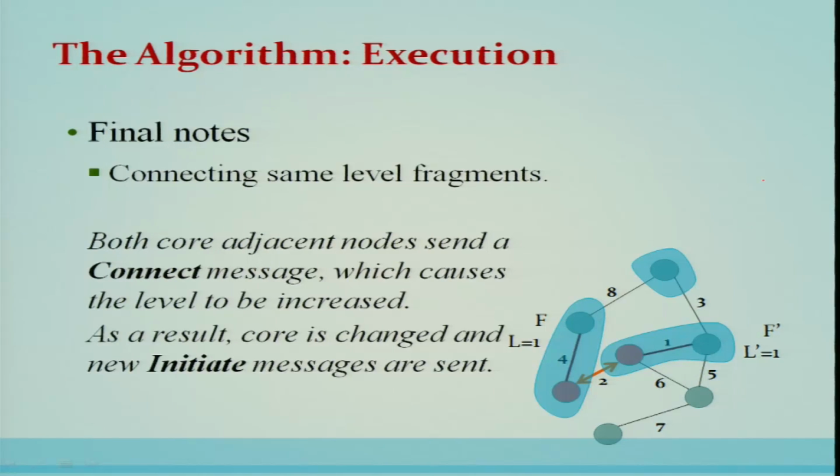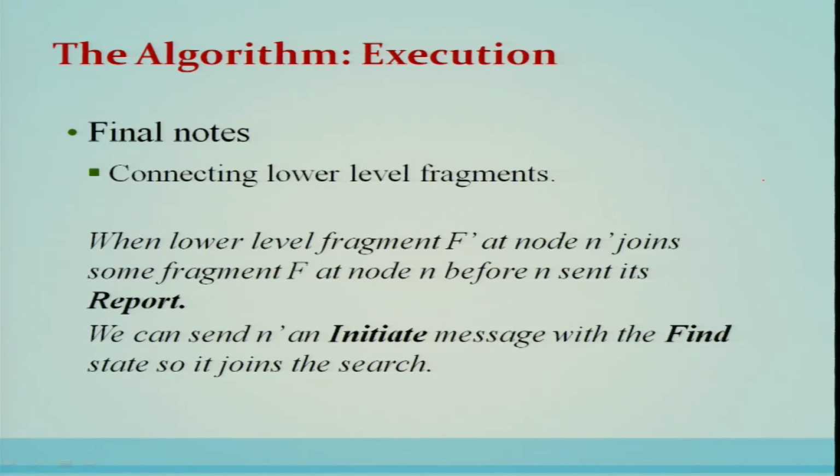So when connecting the same level fragments, both core adjacent nodes send a connect message, which causes the level to be increased. As a result, the core is changed and new initiate messages are sent. When a lower level fragment F prime at a node n prime joins the same fragment at a node n before n sends its report, we can send n prime an initiate message with the find state, so it joins the search.